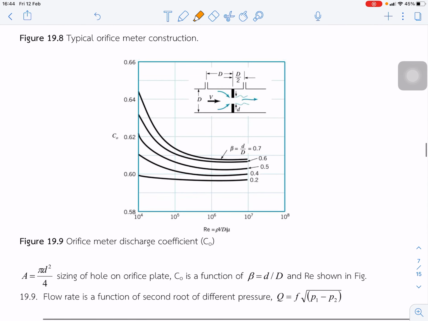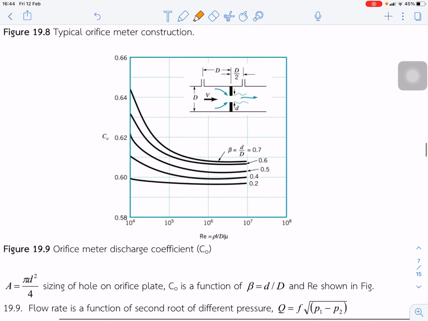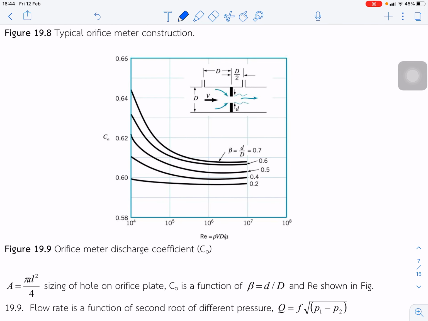And for C0, we can estimate it from the Reynolds number. Given the Reynolds number, we can estimate C0. The value of C0 is about 0.6.